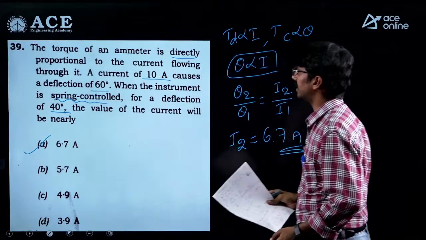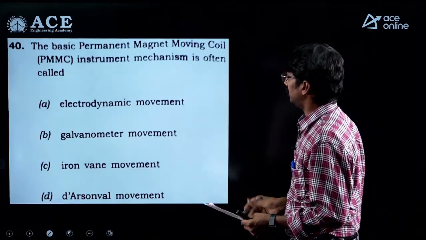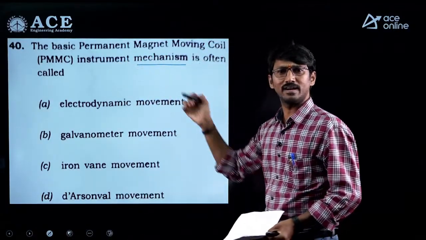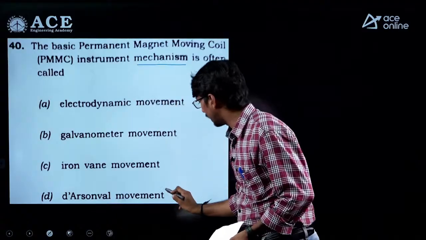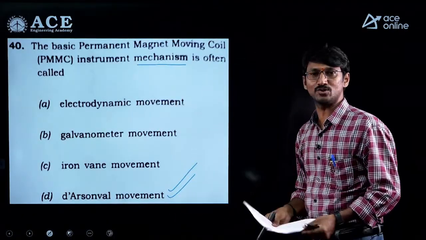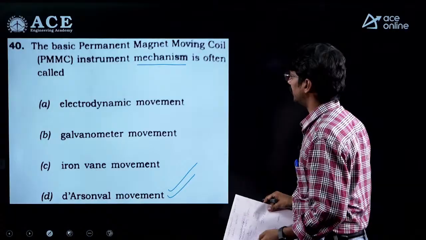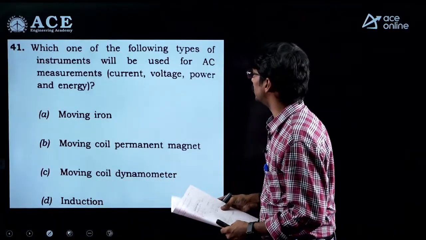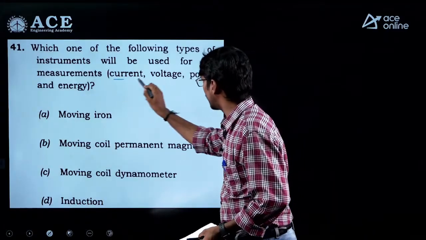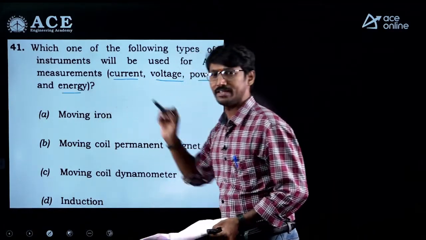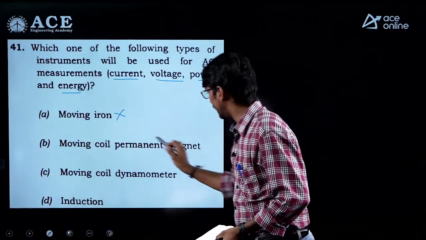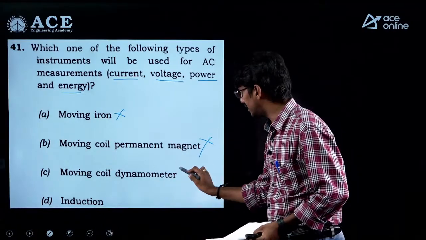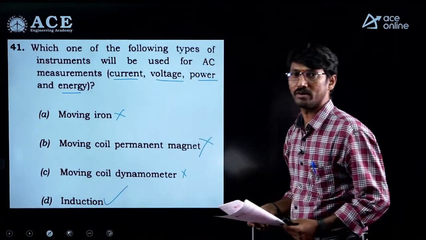Right. Next question is about the basic permanent magnet moving coil instrument mechanism. Direct conceptual question. The permanent magnet moving coil mechanism is the d'Arsonval movement. Next one. Which one of the following types of instruments will be used for AC current, voltage, power, energy? Very simple. Here power and energy is not possible with moving coil; current and voltage are there, but he is asking energy. So therefore, induction type.